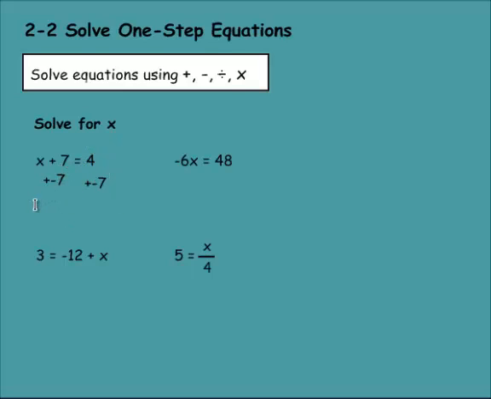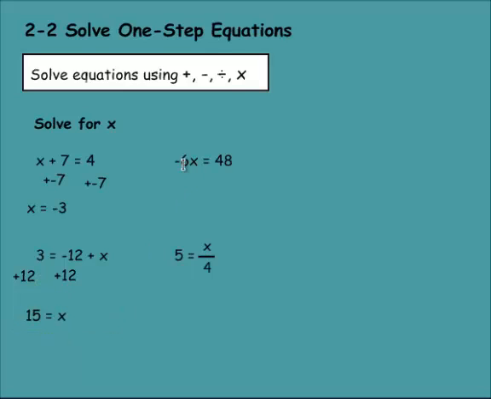We have x plus 0 now, so x equals positive 4 and negative 7. Well, the negatives win by 3, so it would be x equals negative 3. Here we'll add the opposite as well. So we have 3 equals negative 12 plus x. Add the opposite of negative 12, which would be positive 12. Add that to both sides then. So we'd have 15 over here equals x.